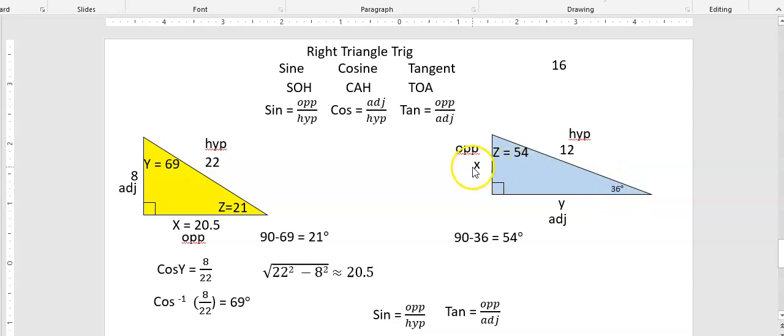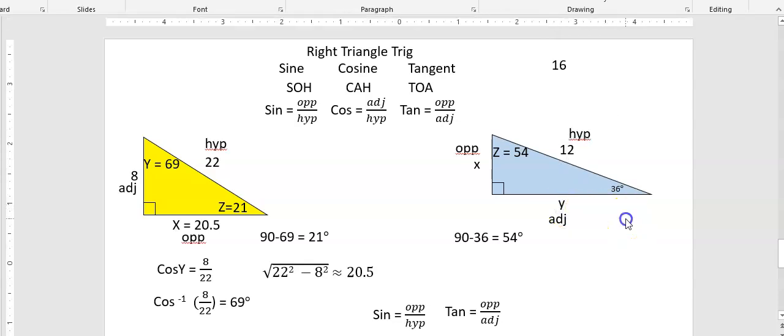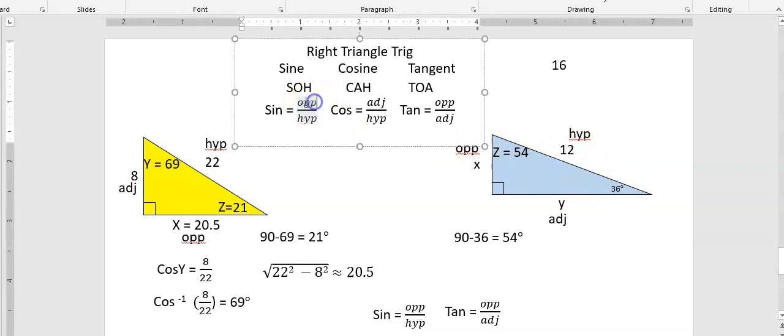So if I want to find X first, I notice that this is opposite, and I need to use the side that I have a length. I don't want to use this side. I don't know what the length of that is. I don't want to use two variables in a problem. So one variable and a number is what I kind of go for here. So that is opposite and hypotenuse. Look, opposite, hypotenuse. It is a sine problem.